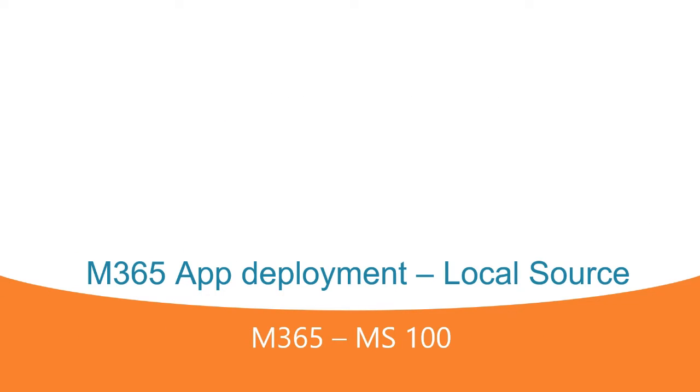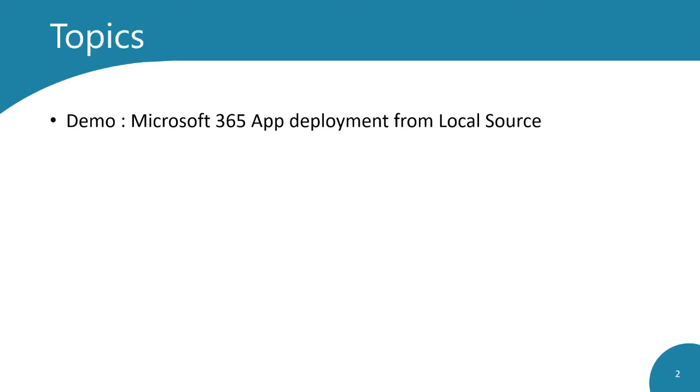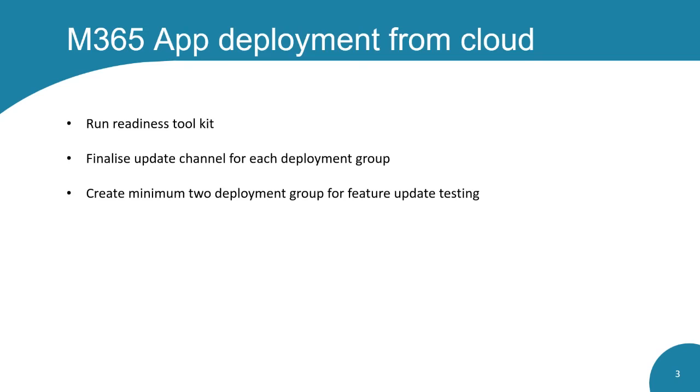In this video, I'm going to demonstrate how to deploy Microsoft 365 apps from a local source. In the last video, we saw how to do it from the cloud. A local source deployment helps you download the source files one time to a network shared folder where all your users have access. So the best practices are: make sure you have completed assessment and planning.